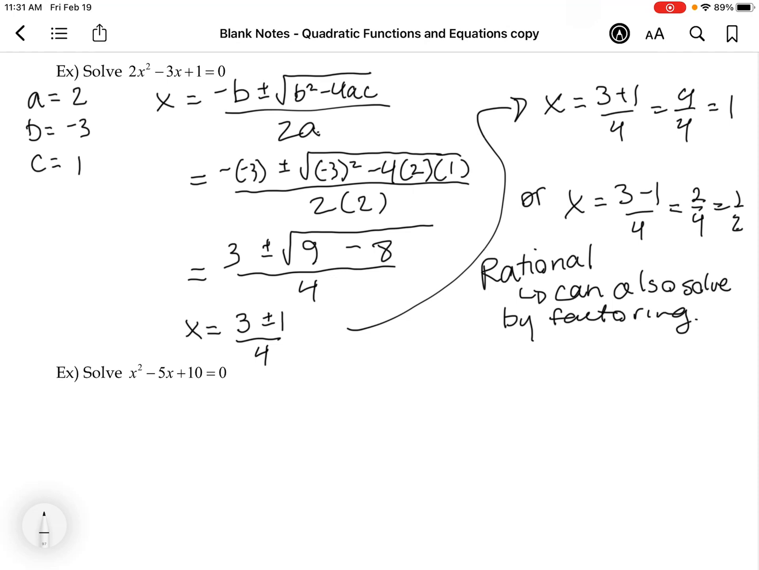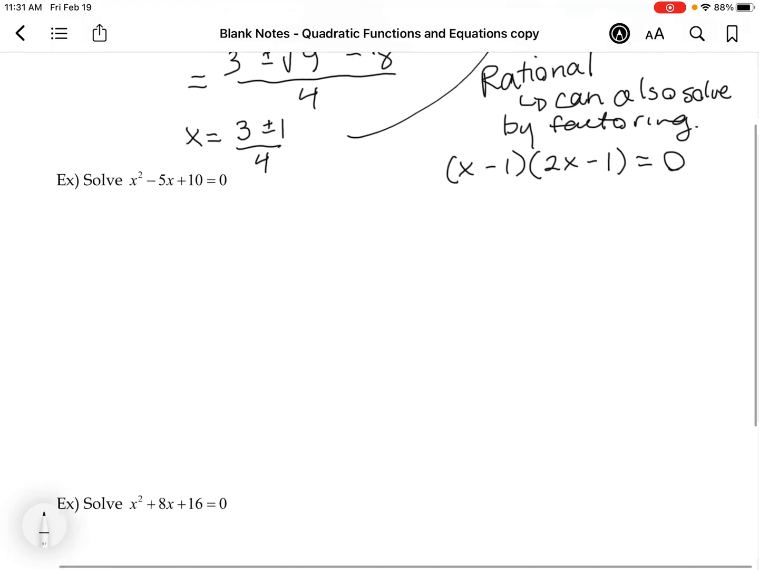Okay, so in fact, I can tell from the solutions how this would factor. This is going to factor into x minus 1 times 2x minus 1 equals 0. So that's how this particular trinomial, 2x squared minus 3x plus 1, would factor. And from there, you can get the same answers. All right, so let's try a couple more.